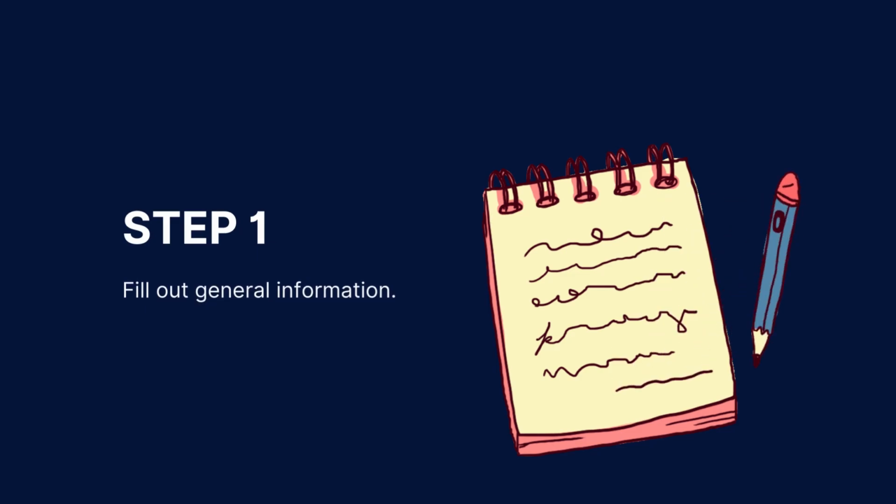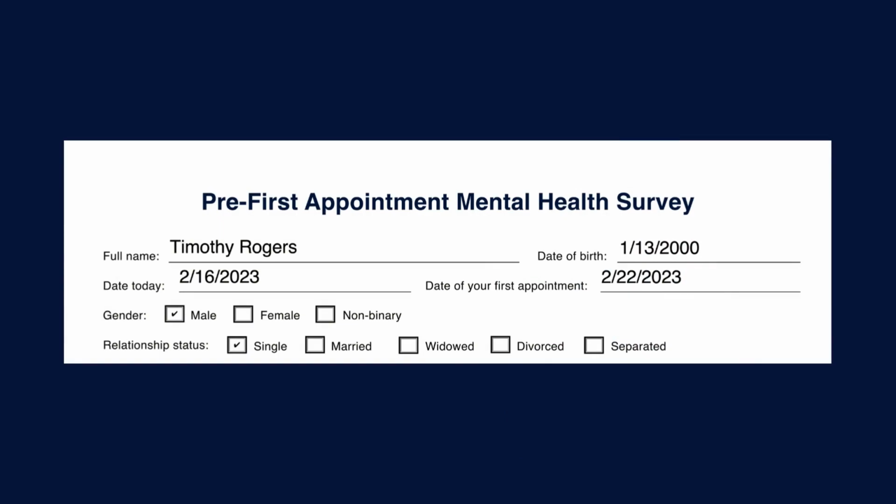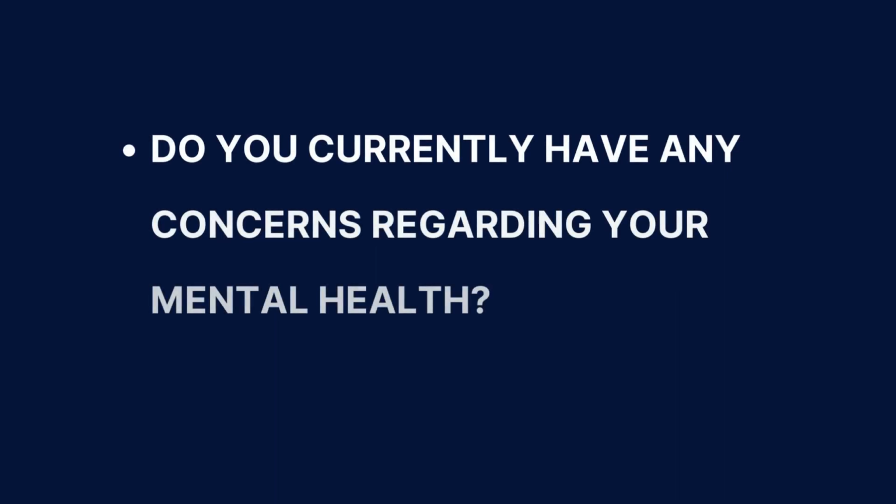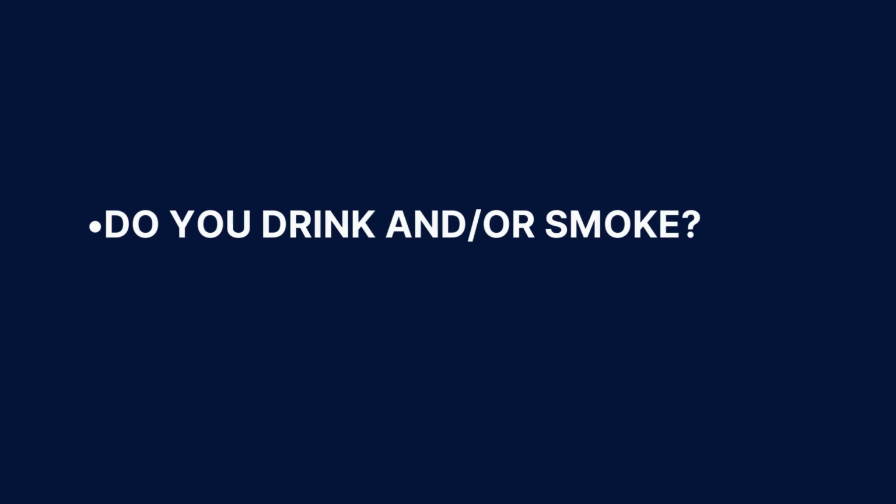Firstly, the patient must fill out their general information. They need to include their full name, date of birth, gender, the date of their appointment, the current date, and their relationship status. Next, the patient must answer the series of questions. The survey is straightforward and easy to answer. It's a mixture of multiple choice and sentence questions. Examples of the questions are: do you currently have any concerns regarding your mental health? And do you drink and/or smoke?